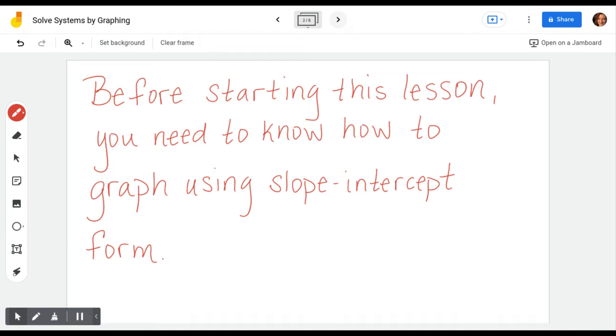For this to work, you need to be familiar with how to graph a line using an equation in slope intercept form. So y equals mx plus b. If that's not something that you're comfortable with, I would recommend stopping this video and going back and watching that video. I'm not going to reteach that. You'll see me using it, but if it's not something that you feel comfortable with, you should probably do a review on that first, okay?